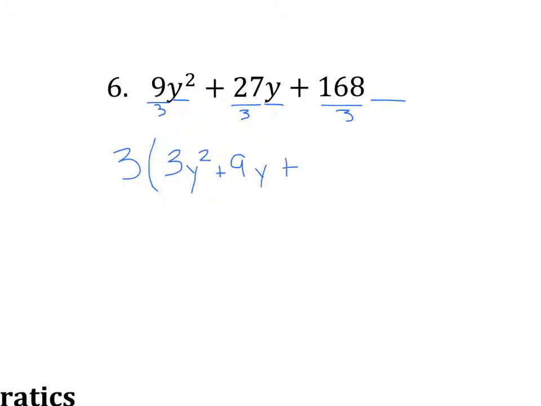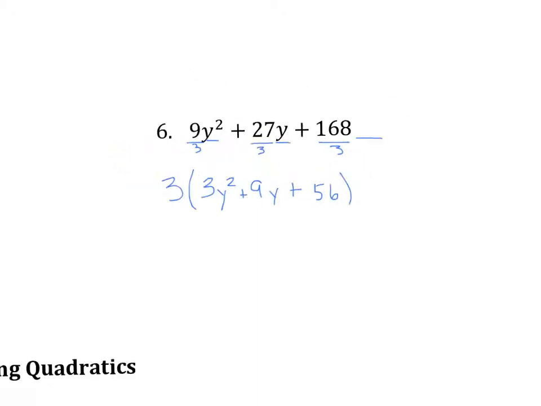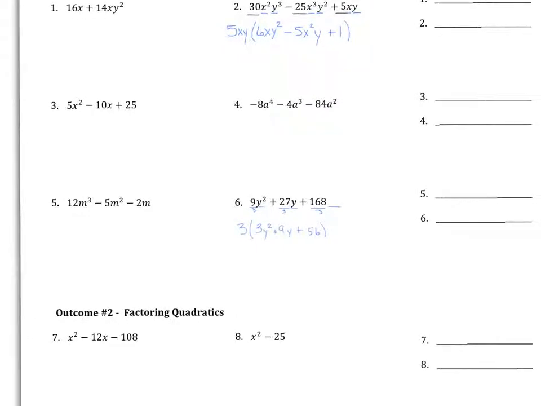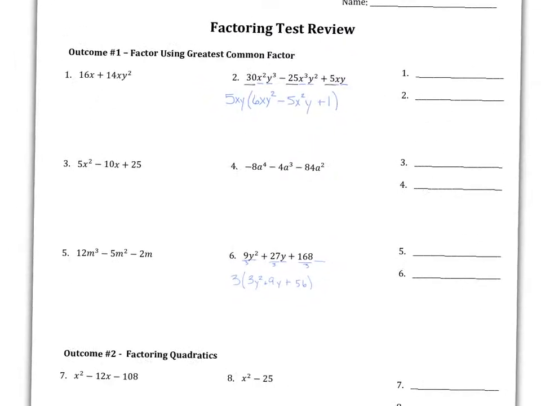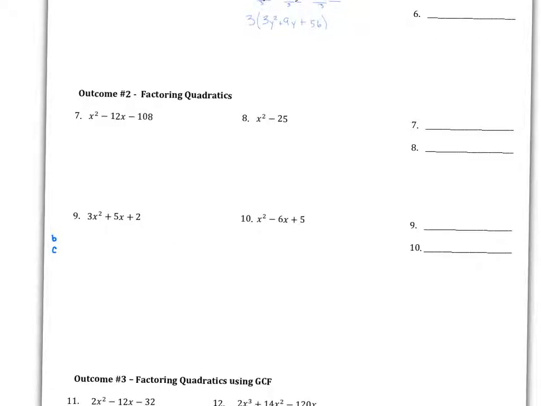And 168 divided by 3 is 50... I actually take out a calculator for this. I know it's divisible by 3. Yep, 56. Okay, and that's greatest common factor for that. Those first 6 should be fairly simple there. Okay, next, move to outcome number 2.